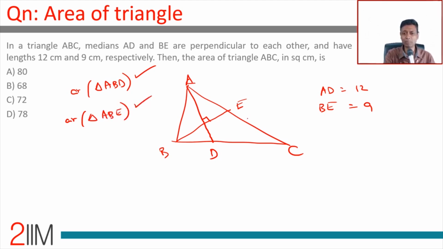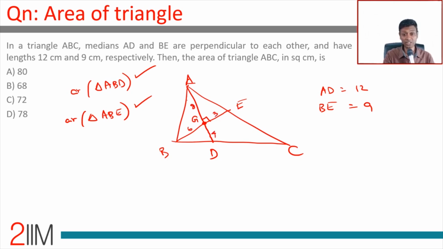AD is 12, BE is 9. What is this? Now this is the meeting point of these two medians, or this is a centroid. It's a delightful insight. The moment you know that, you're through. How so? Centroid divides the median in the ratio 2:1. That means this AD is 12, AG is 8, GD is 4. BE is 9, this is 6, this is 3.